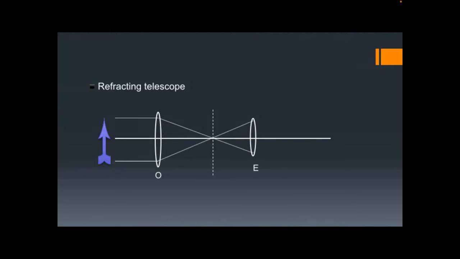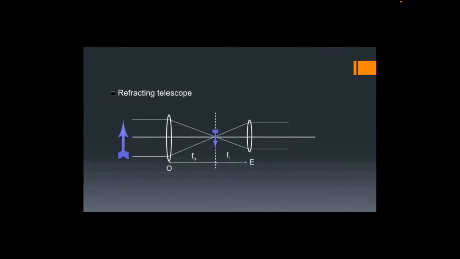Only two optical instruments are used, so two lenses are used. One is of a different diameter and focal length, and the eyepiece is of a different diameter and focal length. The light rays coming from the distant object undergo refraction as they pass through the lenses. So this is the basic concept of the refracting telescope.